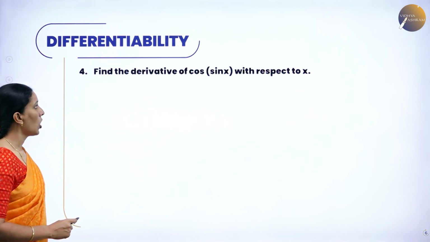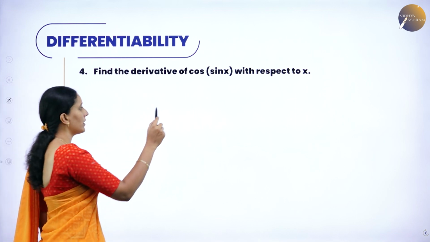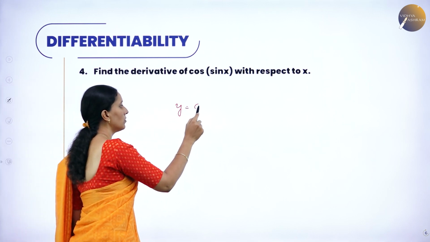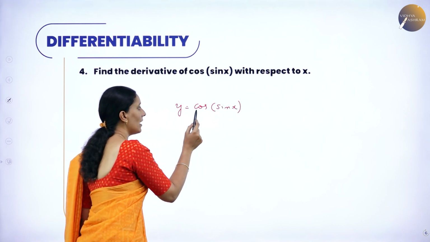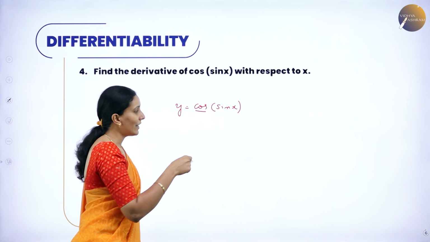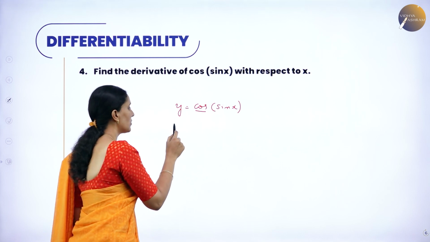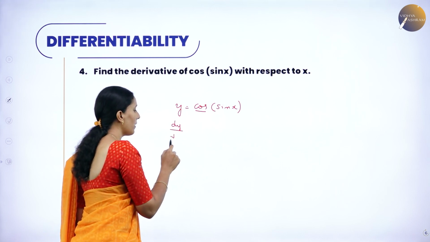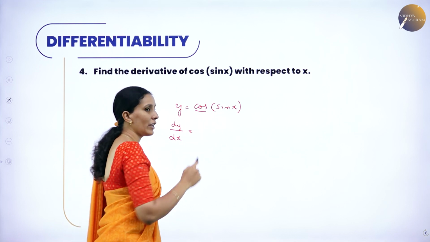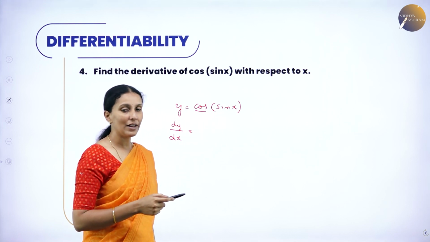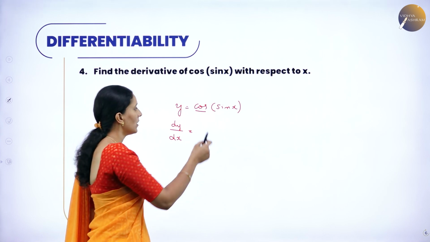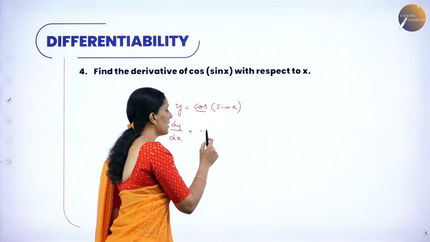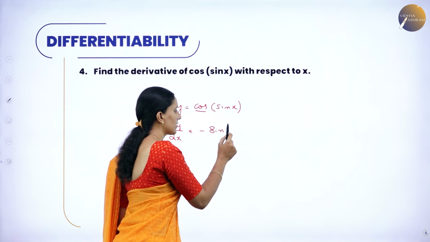Next, cos of sin x. So let me take y is equal to cos of sin x. So first let me derive for cos function and then we'll derive sin x function. So therefore this becomes dy by dx. Cos of any function will be equal to minus sin, because cos x derivative is minus sin x. So therefore cos of sin x becomes minus sin of sin x.